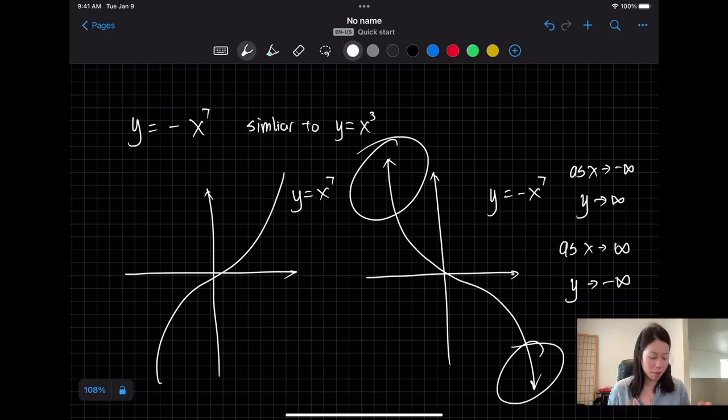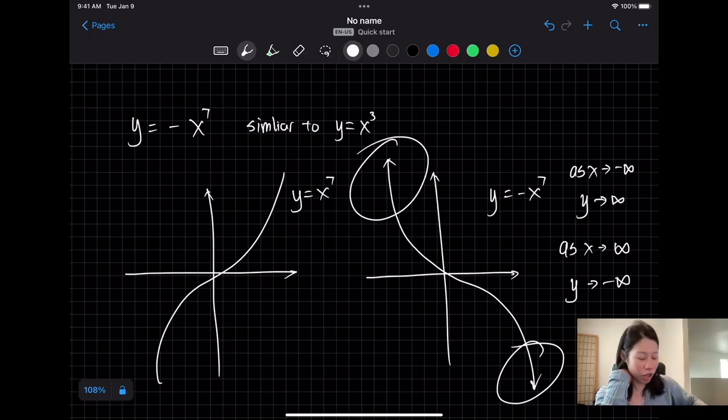We don't care about what happened in between. In between, if you really care, then we are in short-term behavior. But before then, I would like to talk about some terminology of polynomials.